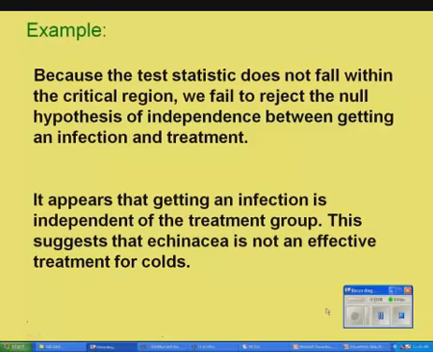Yeah, good question. Hold on a second. Did we prove that they are independent? No, we failed to reject that they are independent. Okay, so we didn't prove it. But it appears that getting an infection is independent of the treatment group. We haven't been able to reject it yet. And so if it is independent, that wouldn't be good. Okay? If you want to demonstrate that a drug works, you want to reject this claim. You want to say, look, these aren't independent. You could see that it works. That's kind of the idea. You guys follow?